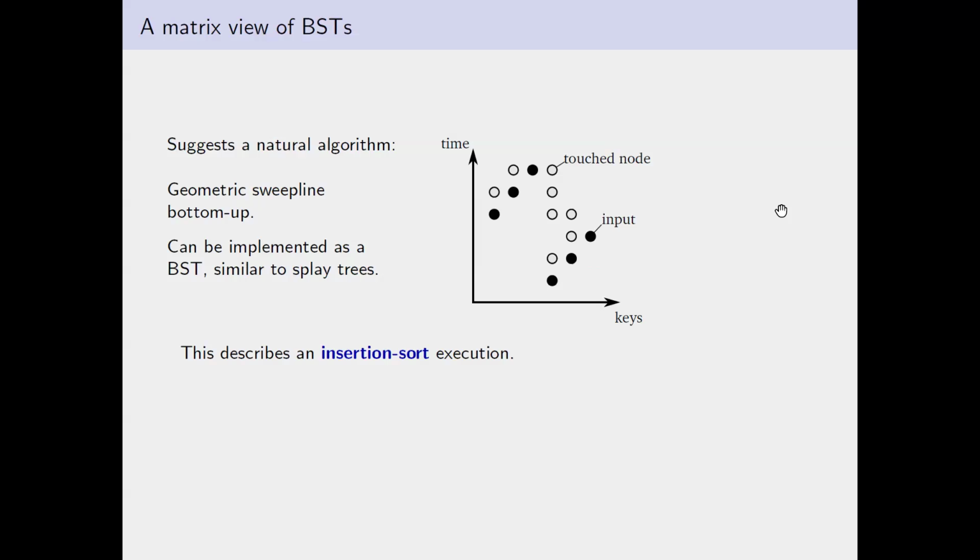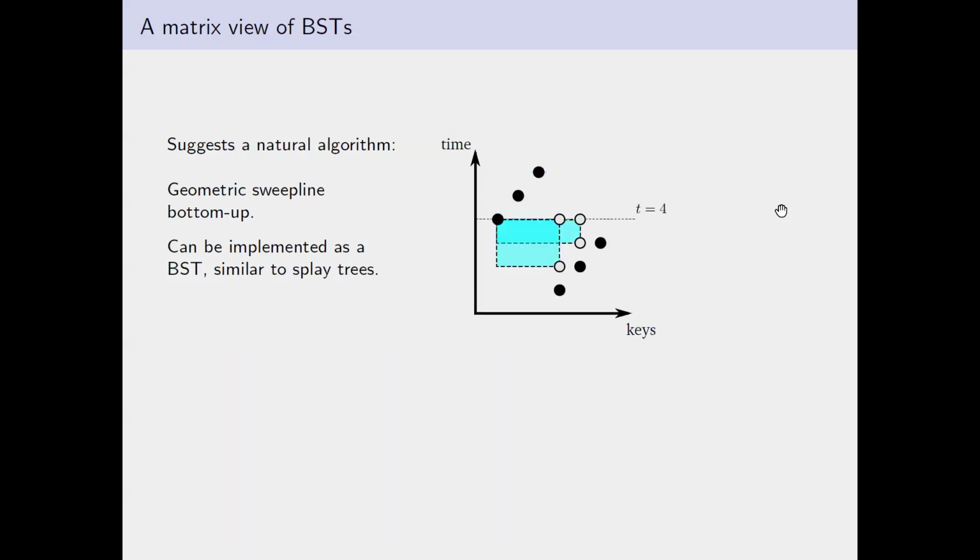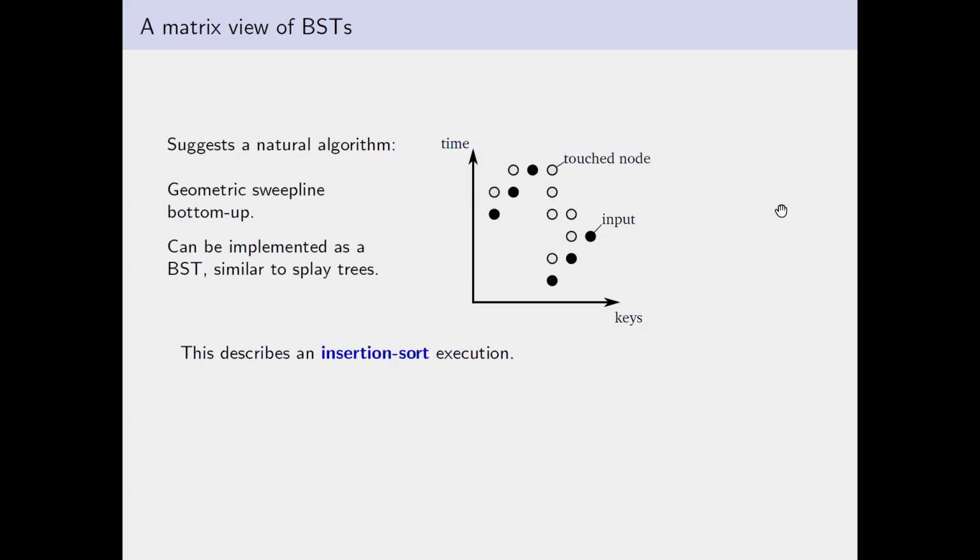So if I'm adding these gray points in this bottom-up fashion, that gives an insertion sort execution, meaning that during the insertion sort, I touched exactly these gray nodes. And now the question is, what is the cost of this insertion sort? So what is the number of dots in this matrix?